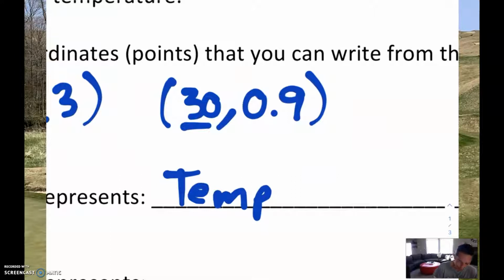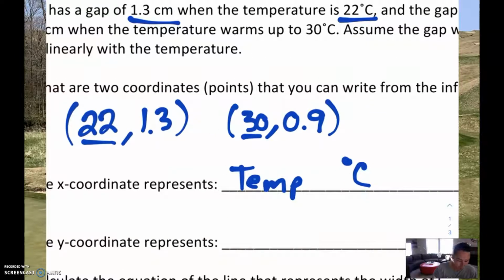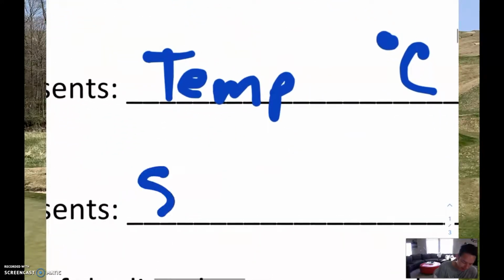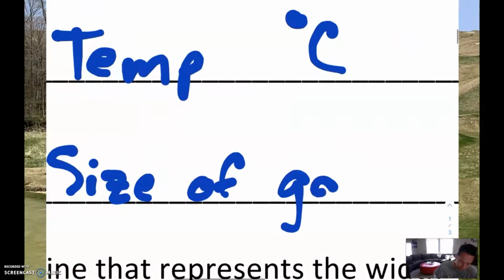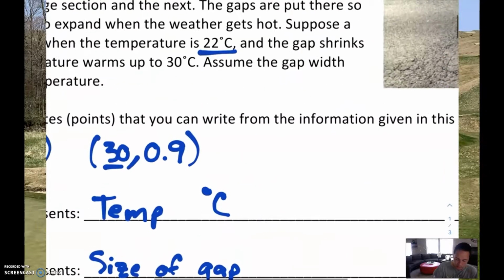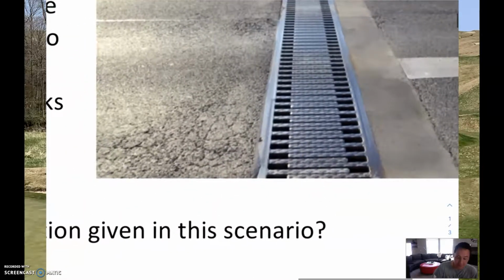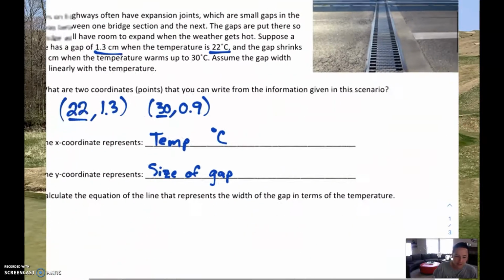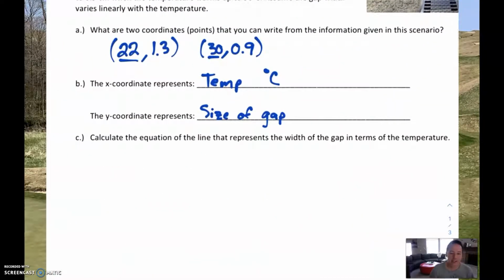I'll put the temperature, and I'm going to put degrees Celsius, because you can measure temperature in different ways. We're making sure this is in Celsius. The y coordinate is going to be the size of the gap. So you can see in this picture here that they have this gap, and it allows for expanding and contracting. Next, it says to calculate the equation of the line that represents this scenario.